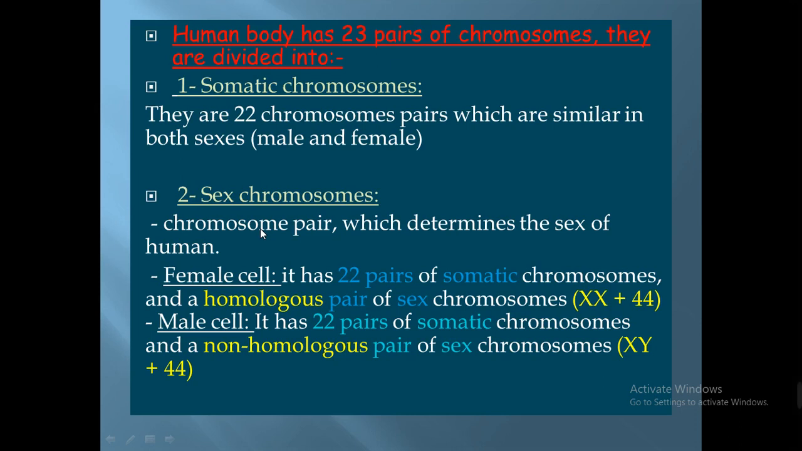While in the male cell, the first 22 pairs of somatic chromosomes or autosomes are similar to those of females, but the last pair is heterogeneous. Heterogeneous why? Because it contains two types of chromosomes, X and Y, where the X is larger than Y, and Y is responsible for sex determination and carries the male characters.